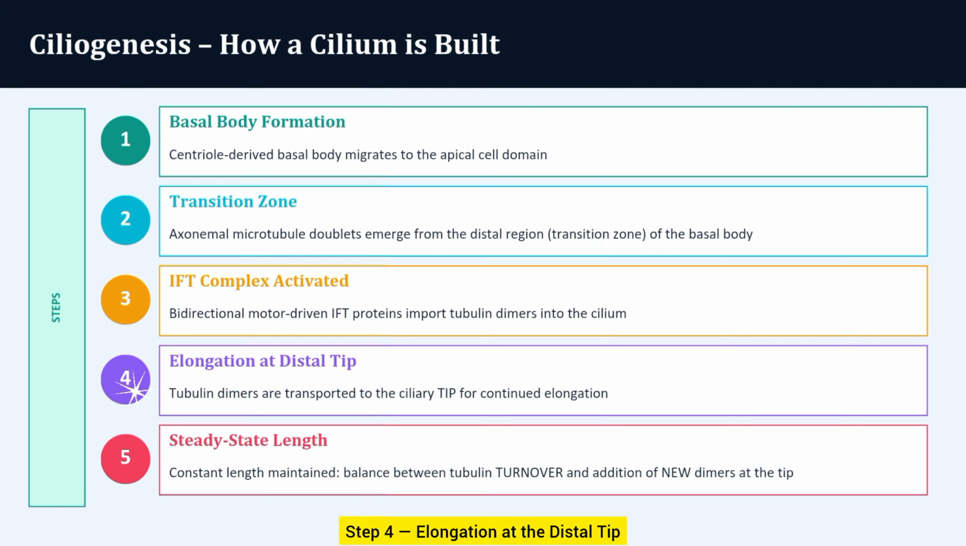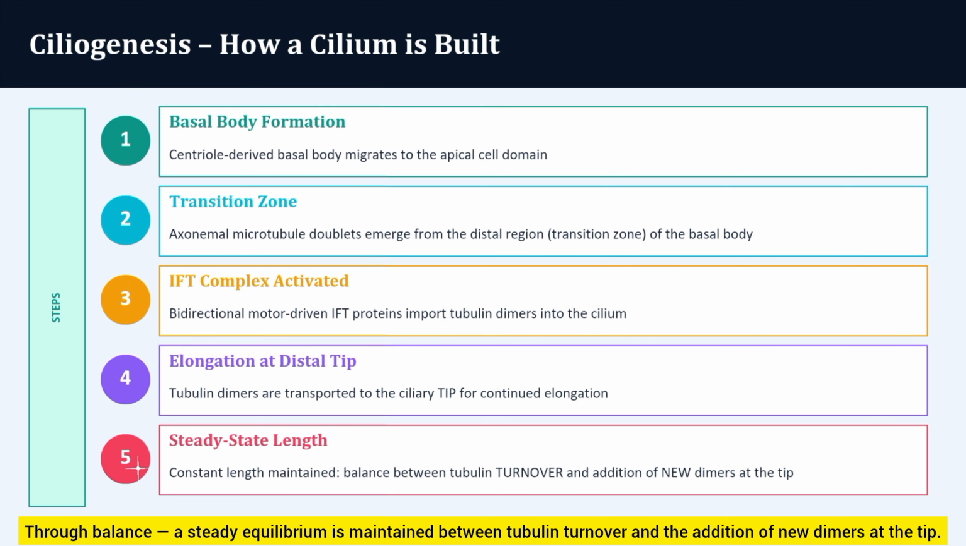Step 4: Elongation at the distal tip. Tubulin dimers are transported to the ciliary tip, and they are added there. This is how the cilium grows. Step 5: Steady-state length. Once the cilium reaches its final length, it stays constant. How? Through balance. A steady equilibrium is maintained between tubulin turnover and the addition of new dimers at the tip.